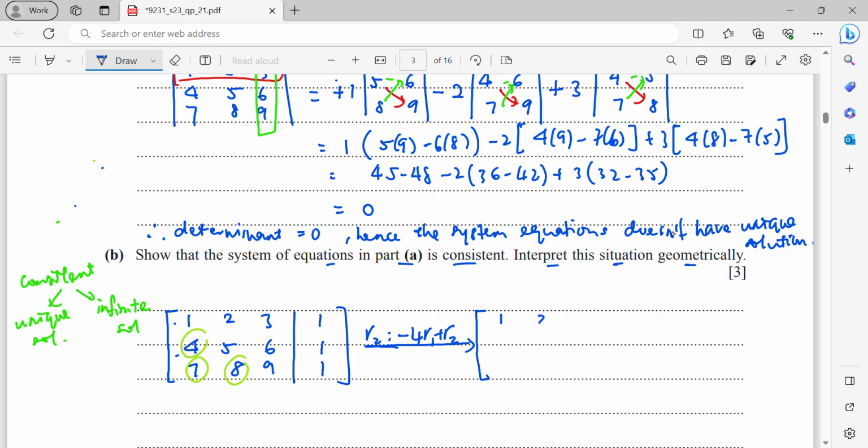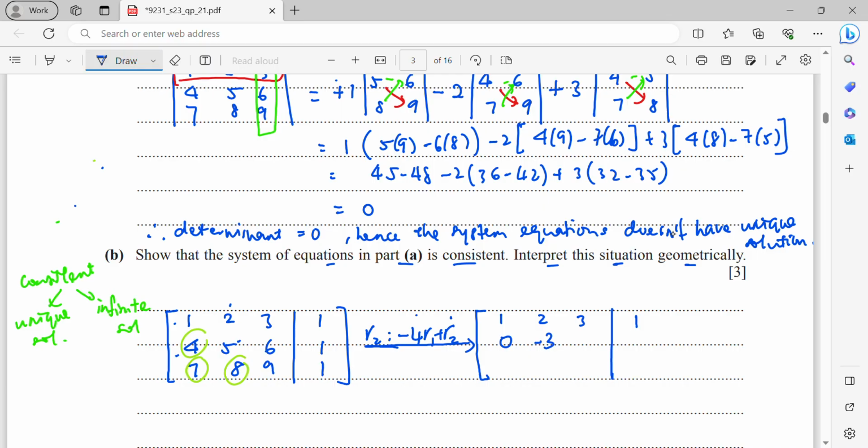So I will remain 1, 2, 3, then 1. So the first one will be 0. Now, when you times minus 4 to 2, it will be minus 8. Minus 8 plus R2, so means plus 5. So I will get minus 3.